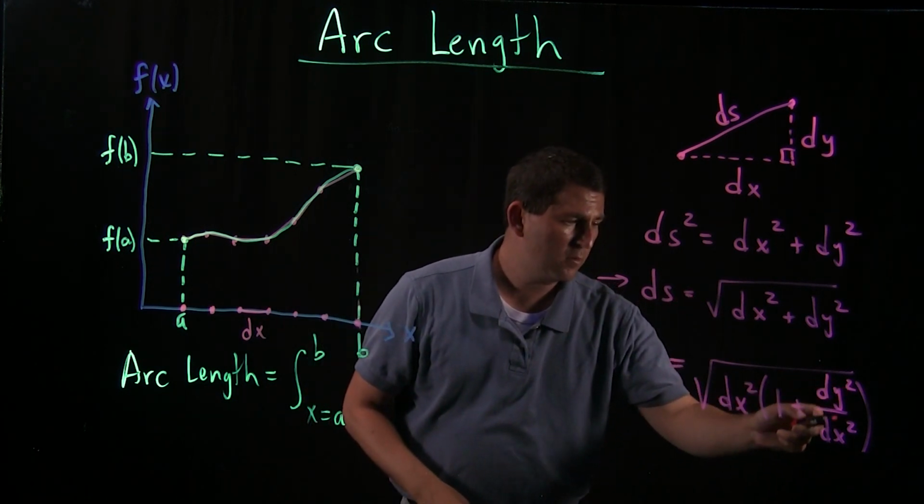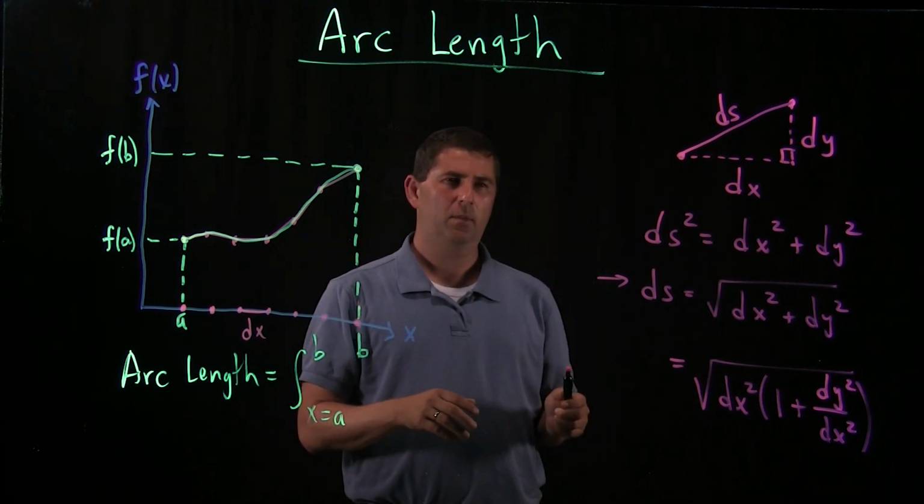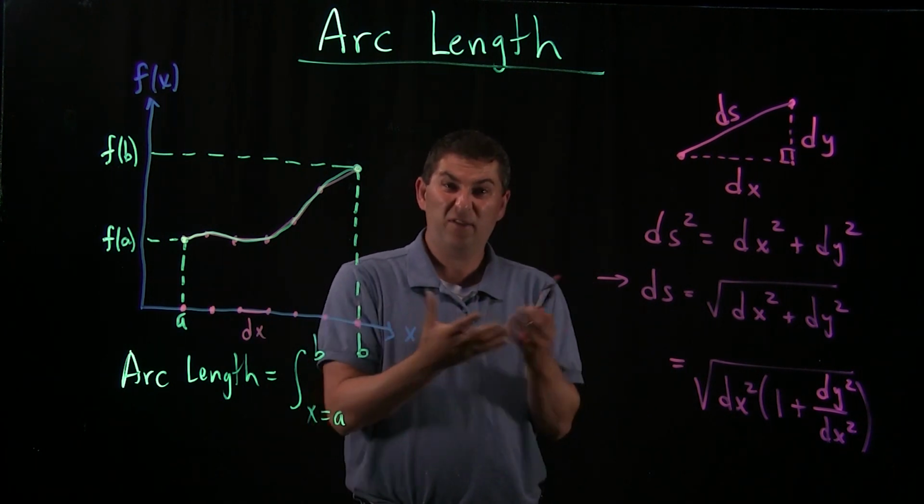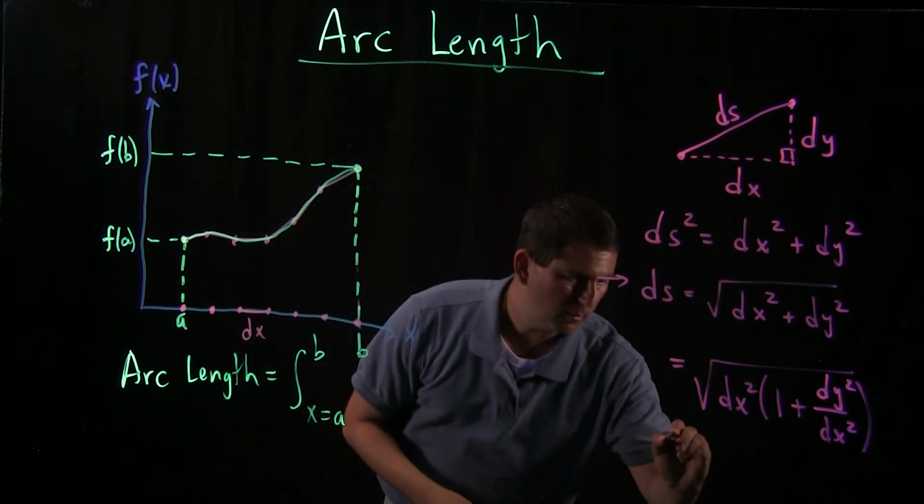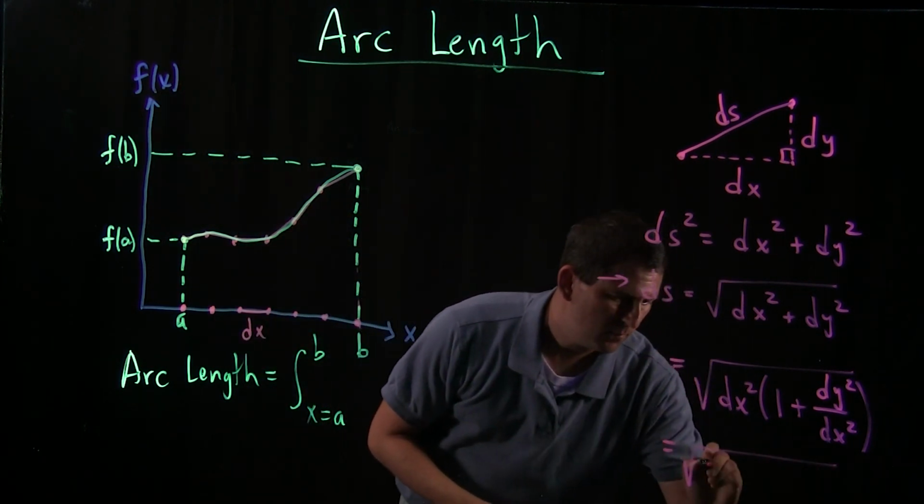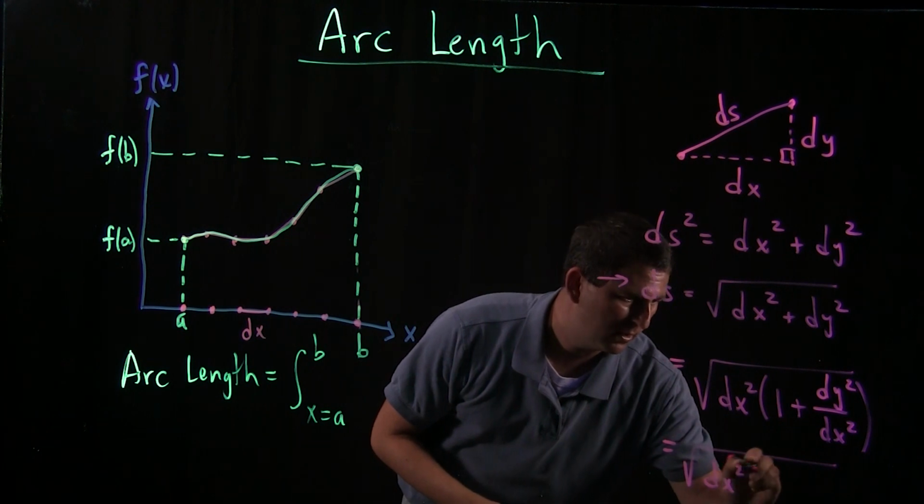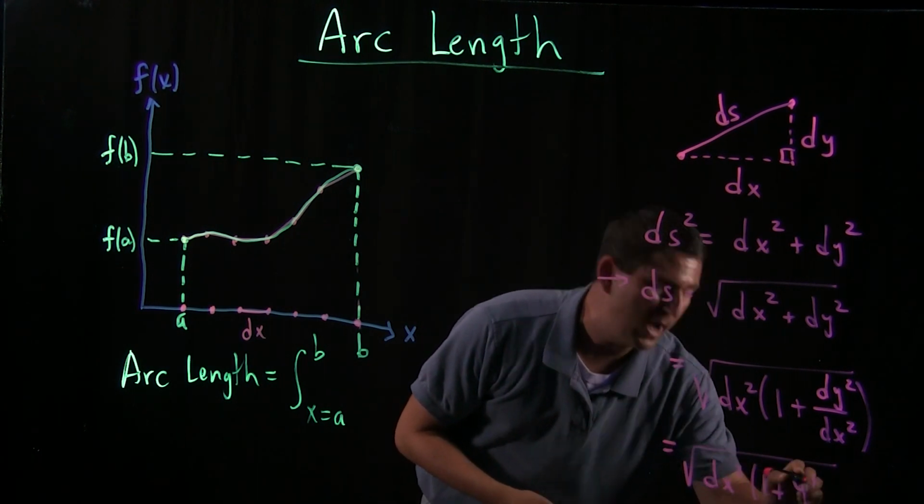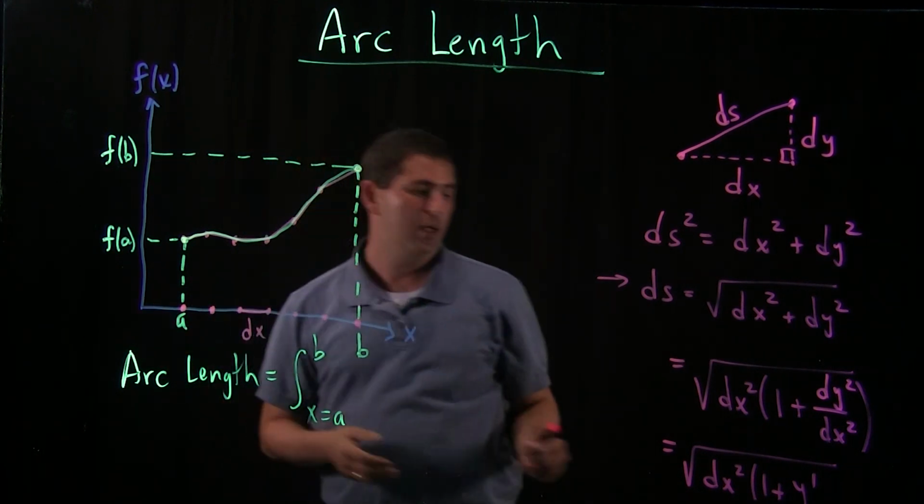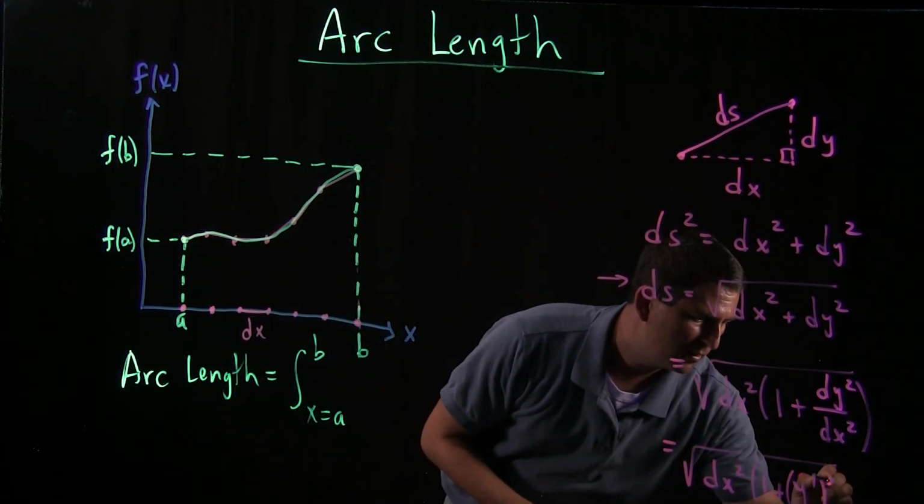Now, dy squared over dx squared, that's dy over dx, that's the derivative. That's your f prime. So I could rewrite this as dx squared times 1 plus, I'm just going to write it as y prime, since f of x is y. Let's just call it y prime squared.